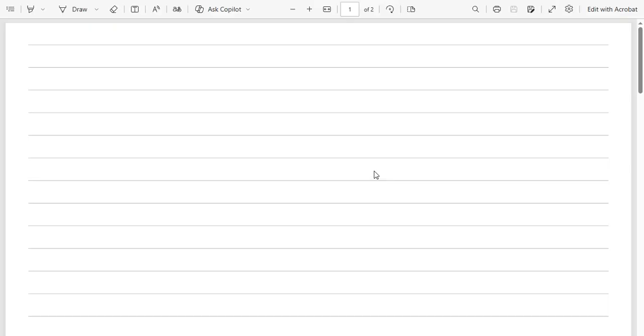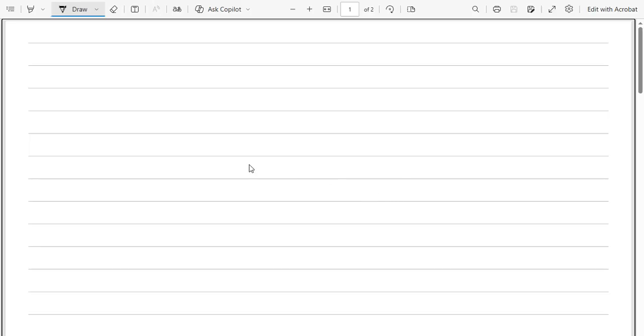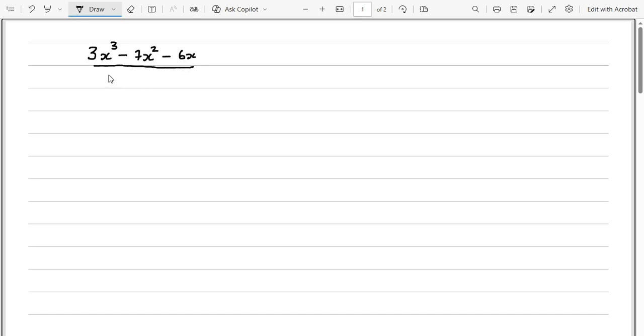Okay, so the given question is like this. Let's see what we are given there. We are given 3x to the power 3, and look at this, minus 7x squared. This is divided by what? Then this is 3x squared plus 2x. Everything is over 3x.